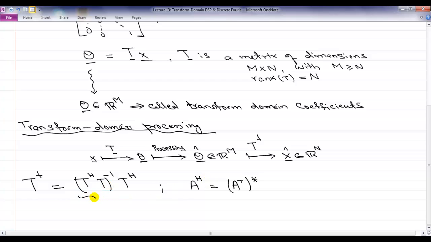So if you look at this, of course, this T Hermitian T is an n by m matrix getting multiplied with an m by n matrix. So this is an n by n matrix. This is a square matrix. You can take its inverse because it has linearly independent columns. The original matrix had linearly independent columns. So T Hermitian T inverse T Hermitian. So how you go back to x hat is defined as T Hermitian T inverse T Hermitian theta hat.